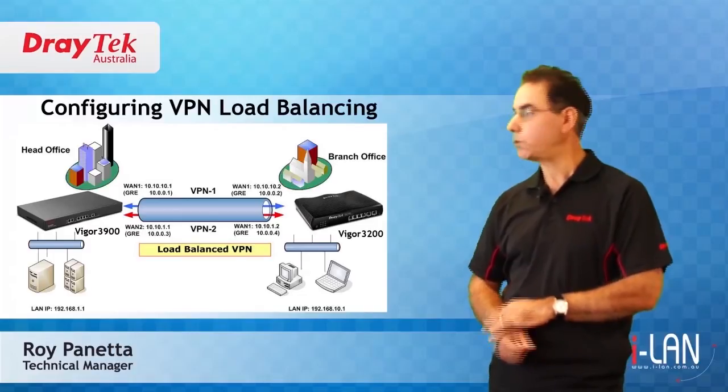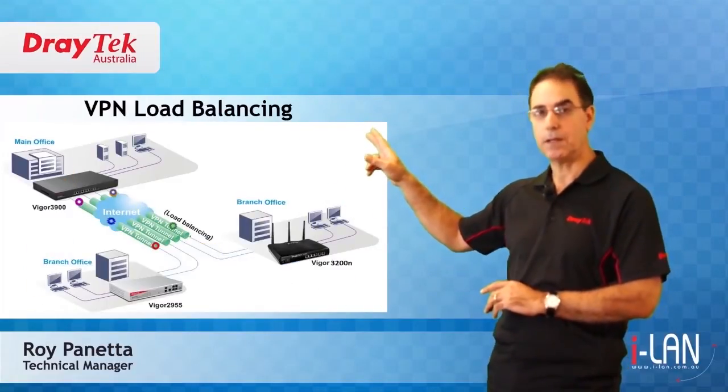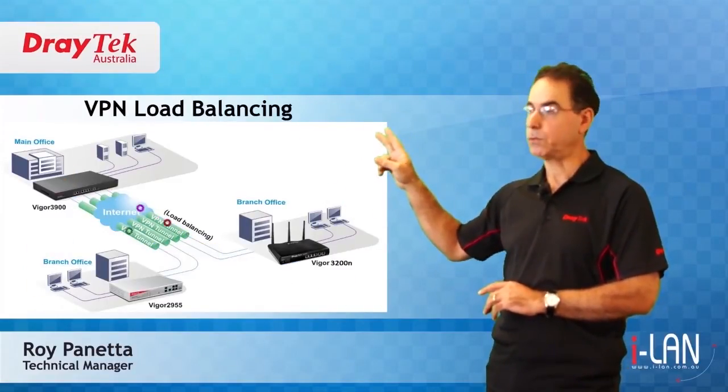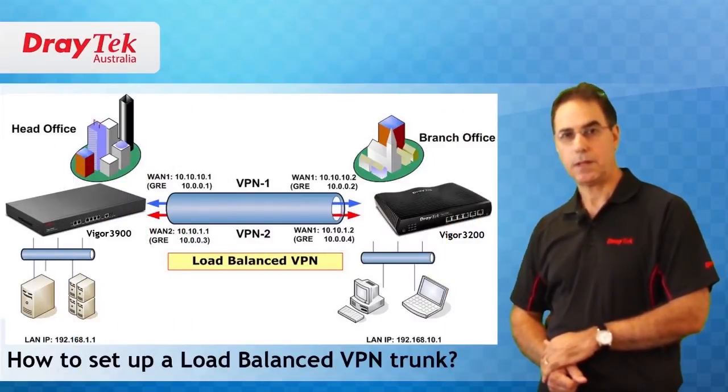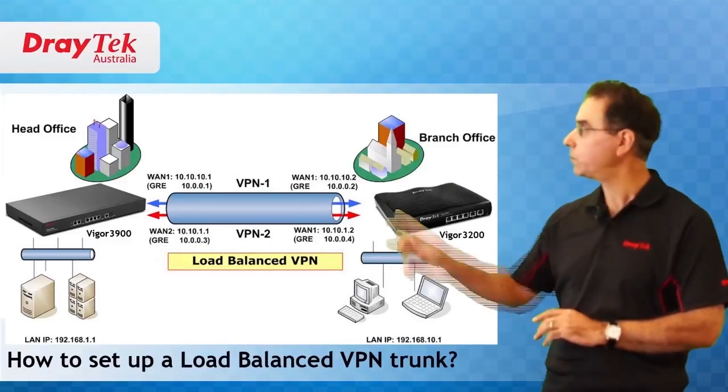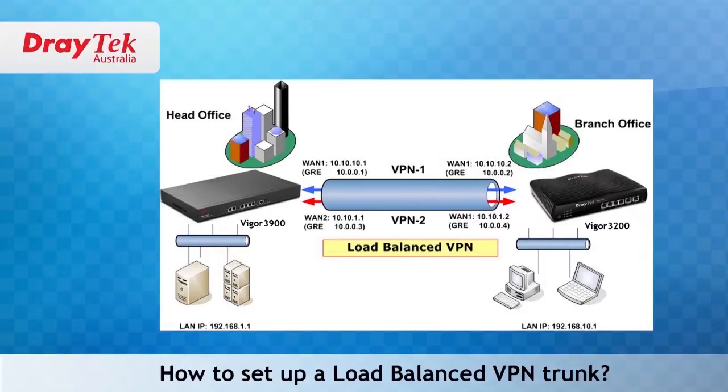In our last video I showed you how VPN load balancing will improve your inter-office communications. In this video I will show you how to set up a load balanced VPN trunk between two sites as shown in this diagram. We will start by configuring two IPsec VPN profiles in the head office Vigor 3900 router.